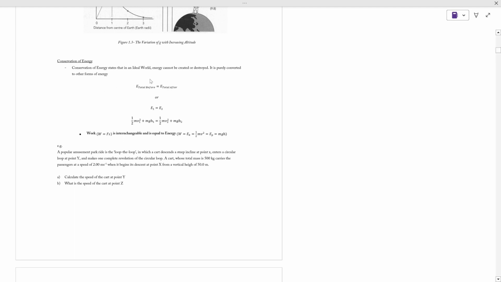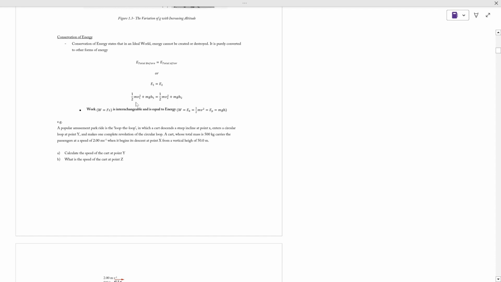So that means we can form a relationship. This can be illustrated by the relationship below. Total energy before should equal total energy after, even if energy is converted, right? Or E1 is equal to E2, where 1 denotes before and 2 denotes after. You can further break this down into kinetic energy and gravitational potential energy: half mv squared representing kinetic energy and mgh representing gravitational potential energy. Obviously, before has to equal after as well.